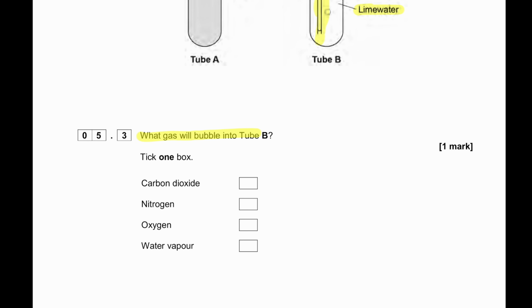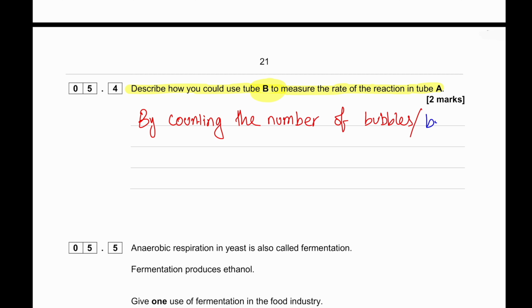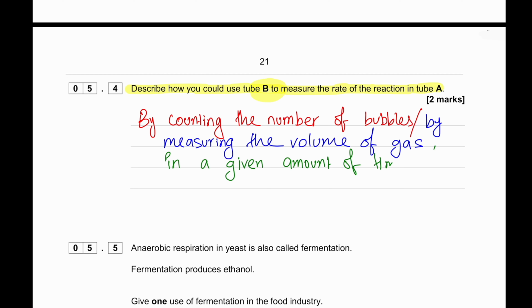What gas will bubble into tube B? So definitely anaerobic respiration of yeast will produce carbon dioxide. So it will be carbon dioxide. Describe how you could use tube B to measure the rate of the reaction in tube A. We can do it in two ways. First of all, either we can count the number of bubbles that are produced in a given amount of time, or we can measure the volume of gas that is produced in a given amount of time.